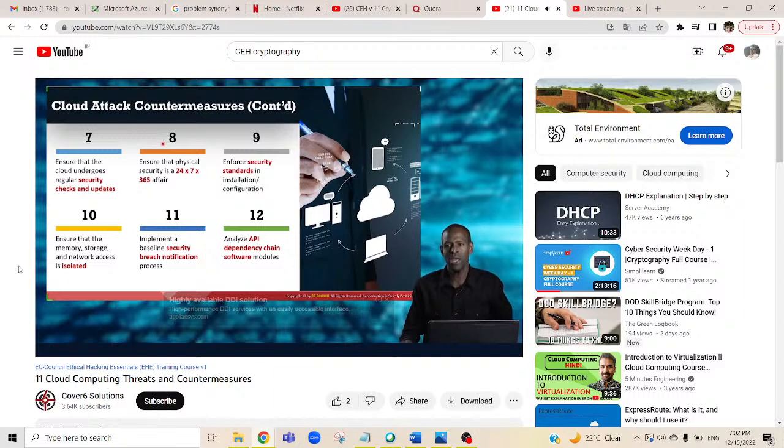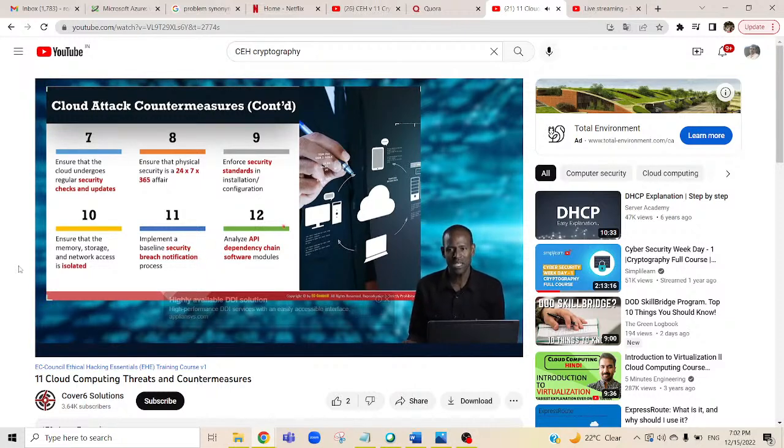Also, in terms of security standards for installation and configuration at the CSP and on-premise, we want to enforce those standards. We want to make sure that memory storage and network access is isolated. Again, check with your CSP. Find out what their methodology is for isolation. And better yet, get anecdotal reports from other people who make use of those services and find out how many isolation failures have been reported for your CSP. Implement a baseline security breach notification process. This is going to be part of your incident handling and response.